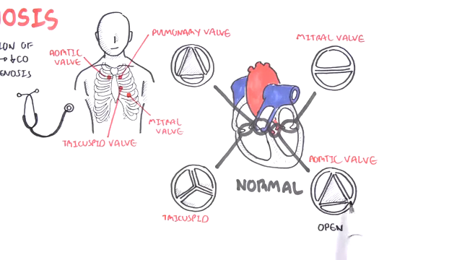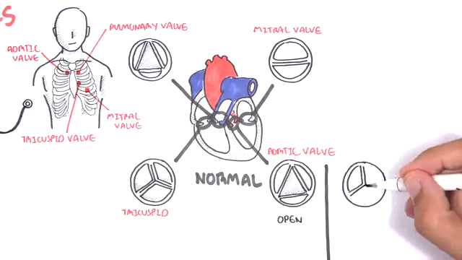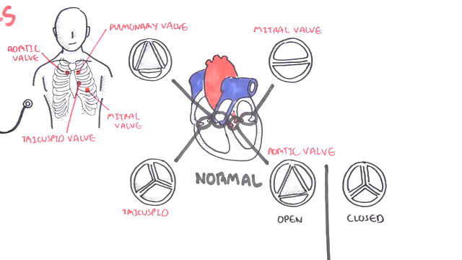During the cardiac cycle, when the aortic valve is open, the pulmonary valve is open as well. And when both these valves are open to pump blood out of the heart, the tricuspid and mitral valve close. This is what a normal aortic valve looks like when it's opened and when it's closed.